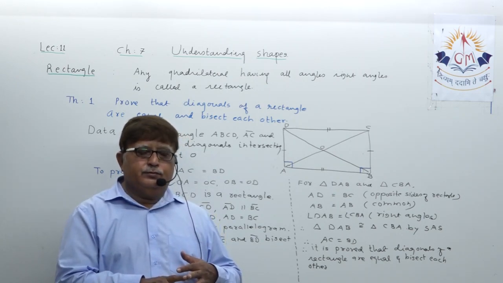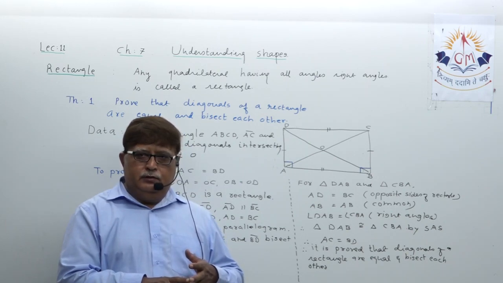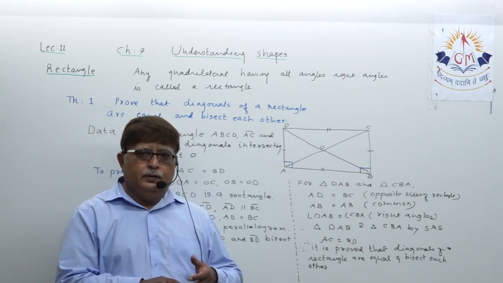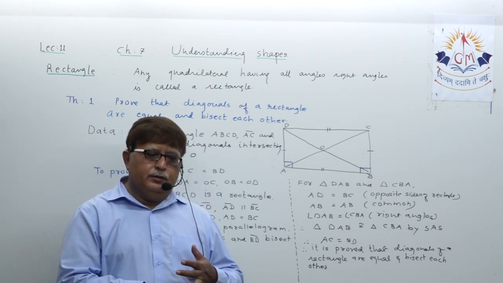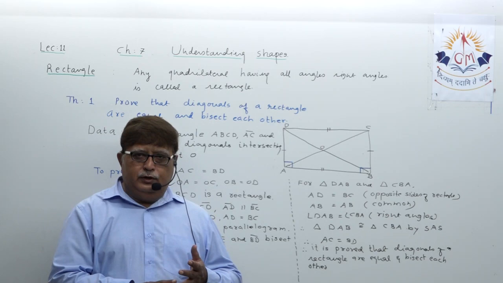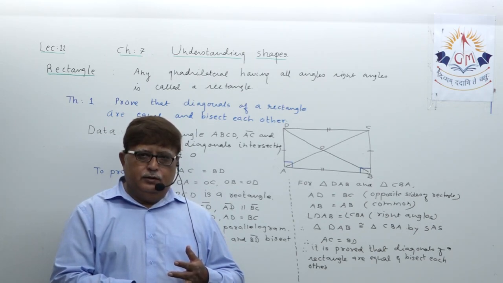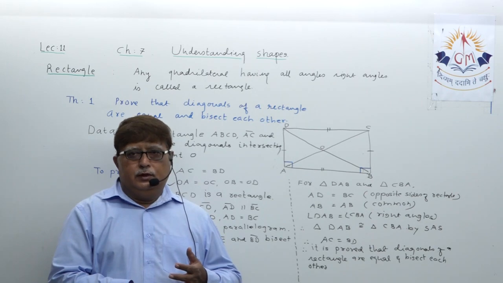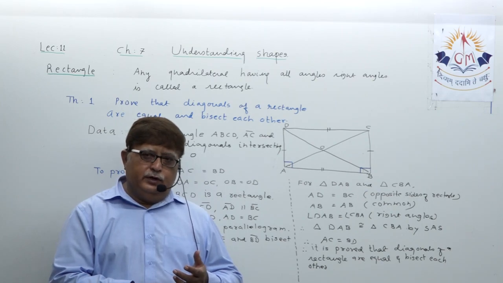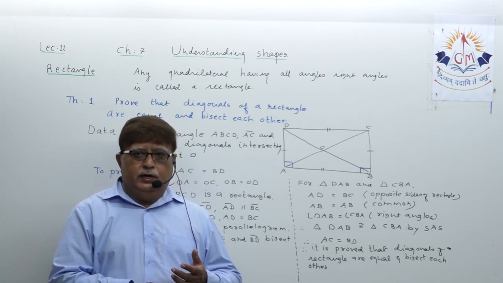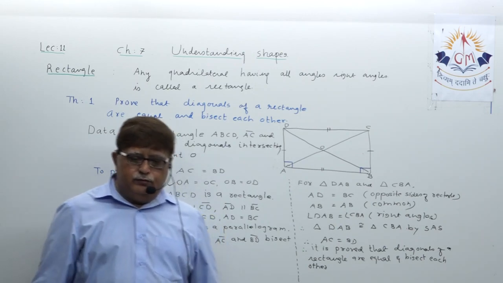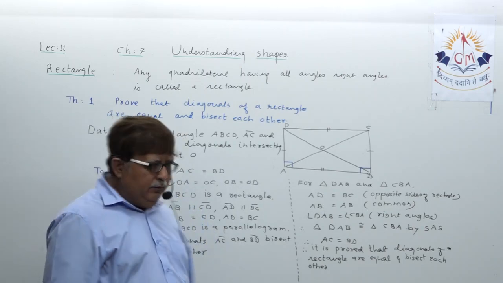Third property, all angles are right angles. Okay. Fourth property, diagonals of a rectangle are equal, congruent. And next, diagonals of a rectangle bisect each other. Okay. 5 properties of a rectangle. Okay.